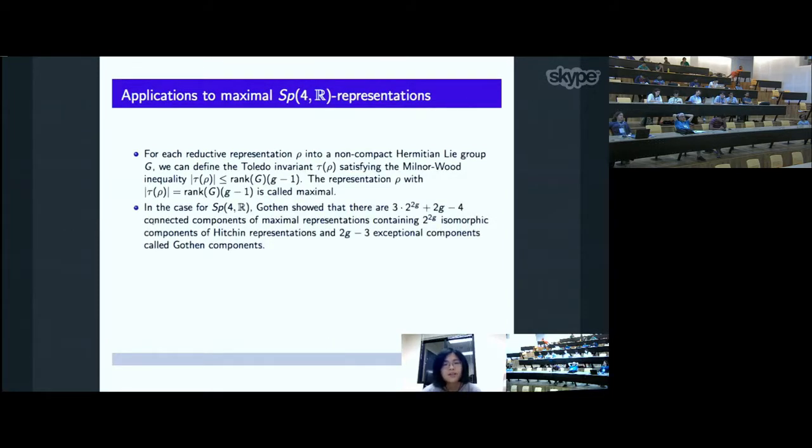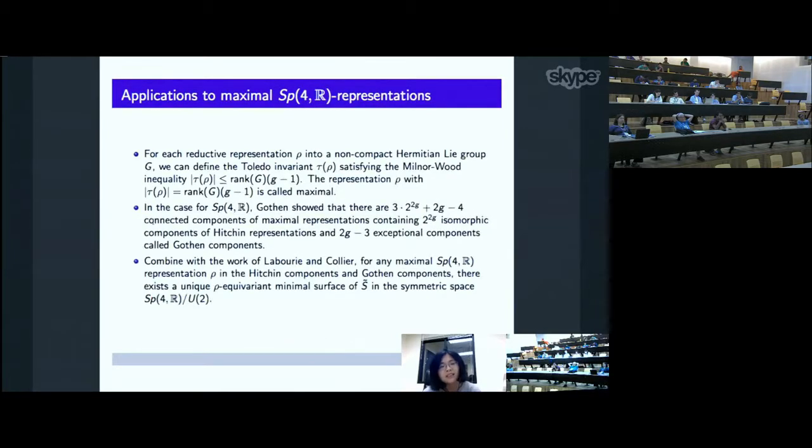In the case of Sp(4,R), Gothen showed that there are 3 times 2 to the 2g plus 2g minus 4 connected components of maximal representations. Inside these components, there are 2 to the 2g isomorphic components of Hitchin representations. These 2 to the 2g come from the choice of square root of the canonical line bundle. Other than the Hitchin components, there are 2g minus 3 exceptional components called the Gothen components. They look very similar and have good properties like the Hitchin component.